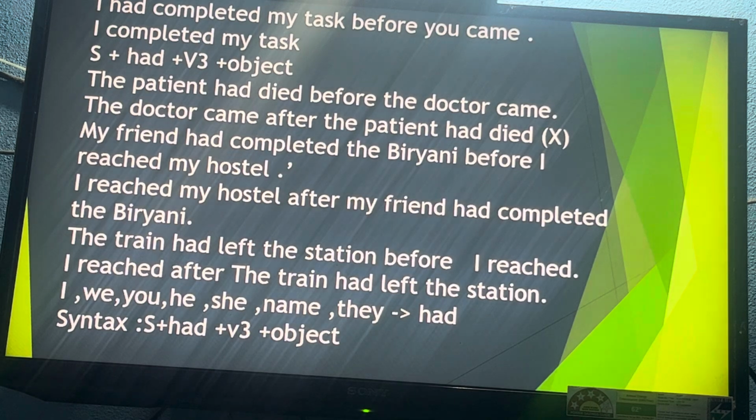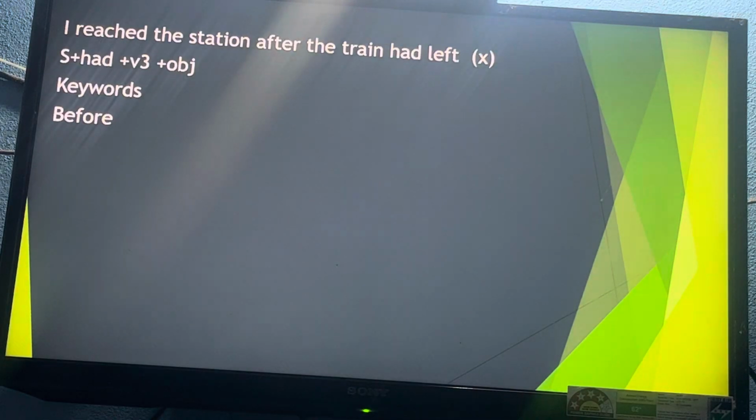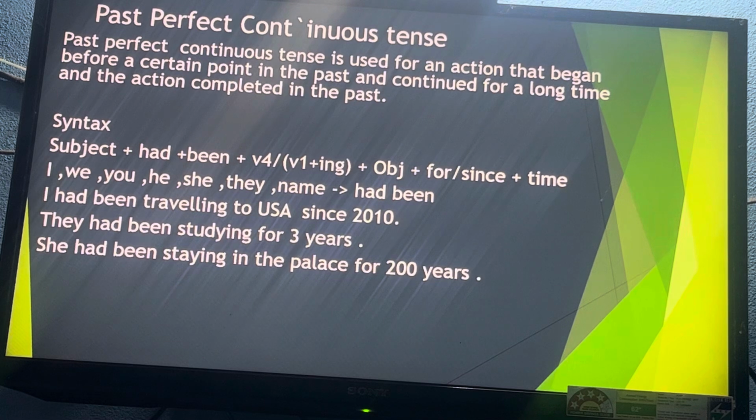Now let's get started with our next topic. As a reminder, for past perfect, if you want to blame others, use before. If you want to blame yourself, use after. Next, past perfect continuous. As you can see in the definition, it is used for an action that began before a certain time in the past and continued for a long time, and the action completed in the past.